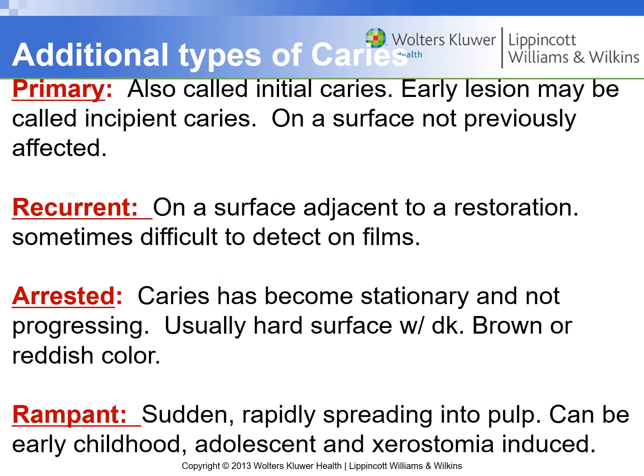So these are some additional types. You can have primary caries, which is also called initial caries. An early lesion may be called incipient caries. It's usually on a surface that was not previously affected. When we're in clinic with patients, we ask: is that recurrent decay or initial decay? So was it the first piece of decay, or is it recurrent?